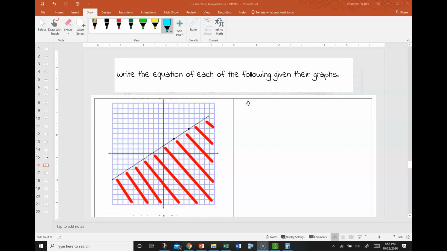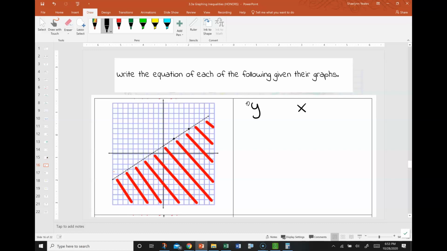We've finally gotten to some of my favorite problems. Basically, we're looking at this and we're trying to write the equation of this graph. So first off, we know we're going to have a y. Ugh, this one was almost easy. It's fine. We're going to have a y, something with an x, and a b.